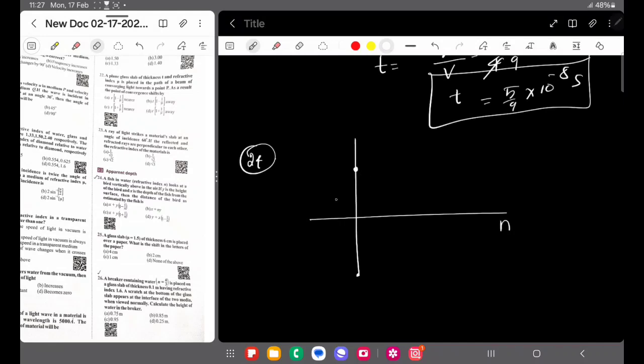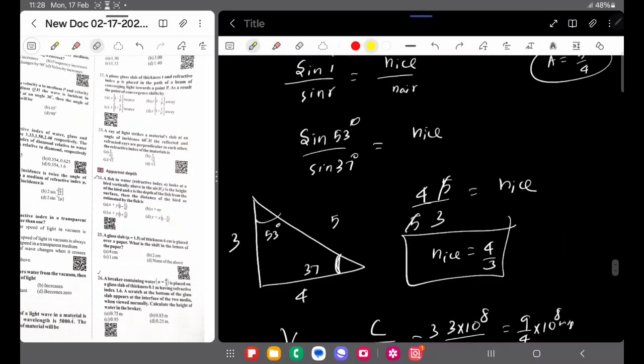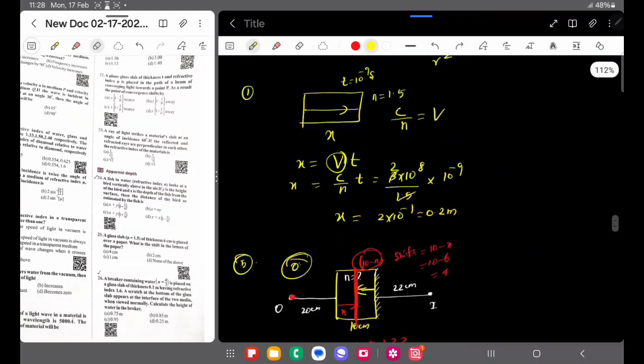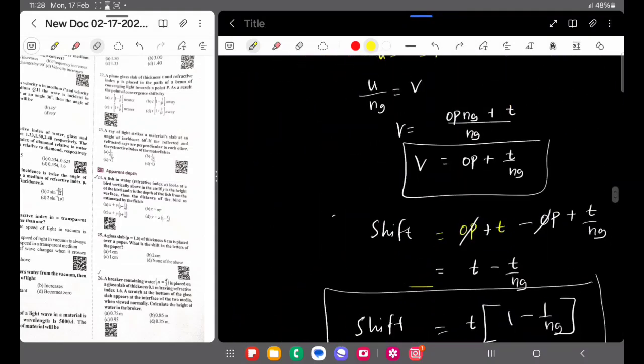So if y is the height of the bird and x is the depth of the fish from the surface, then consider the distance of the bird as estimated by the fish. You know that is the actual position of the bird, whereas its apparent position is going to be shifted away from the fish. So it's the image position. And we calculated the formula for this shift, right? You should be already familiar with that from our previous discussions.